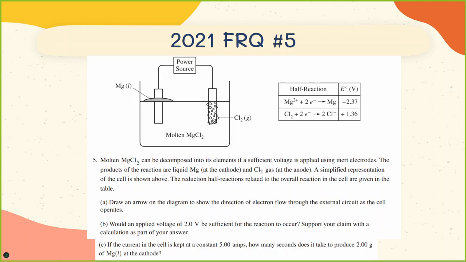So molten MgCl2, molten, melted, like lava hot, can be decomposed into its elements if sufficient voltage is applied. The products of the reaction are liquid Mg and Cl2 gas. Simplified representation shown above. Reduction half reaction up here. Overall, related to the overall. Draw an arrow on the diagram to show the direction of the flow through the external circuit.